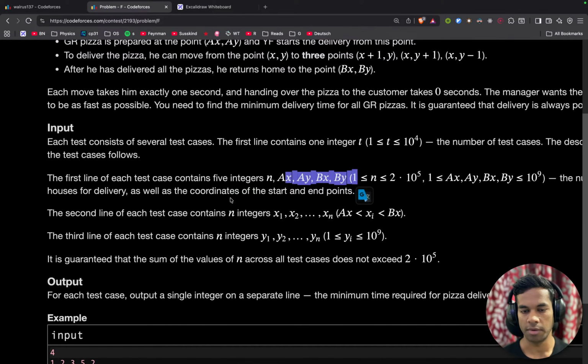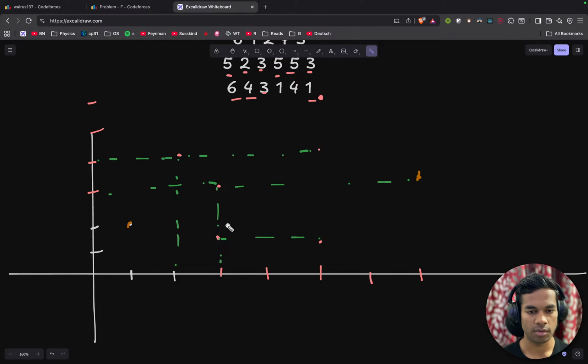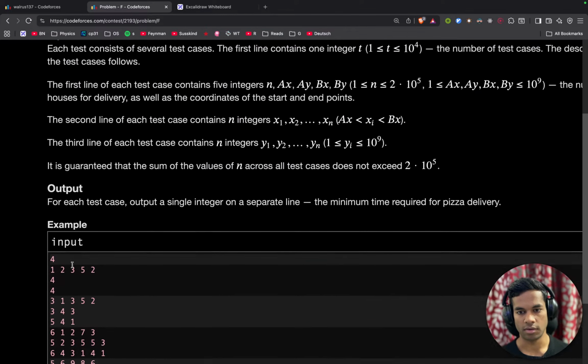X A Y and B X B Y X Y. Answer is 19 somehow. We begin from this 1, 2, 3, 4, 5, 6, 7, 8, 9, 10, 11, 12, 13, 14, 15. Answer is still not 19.